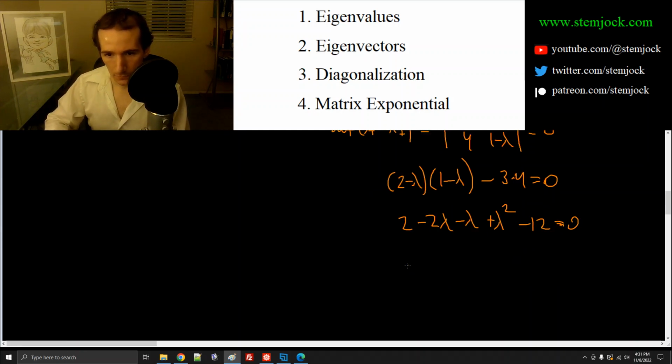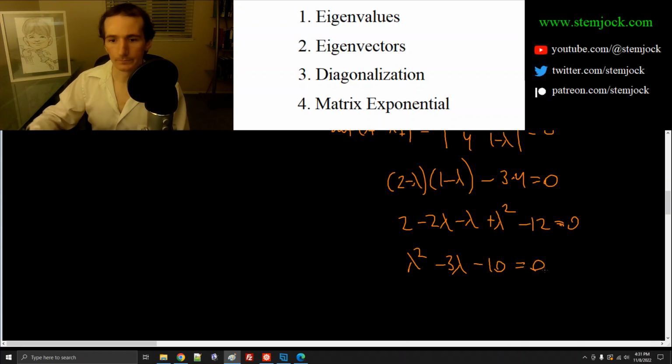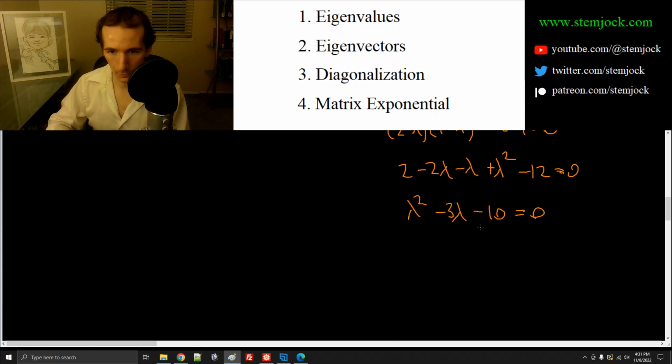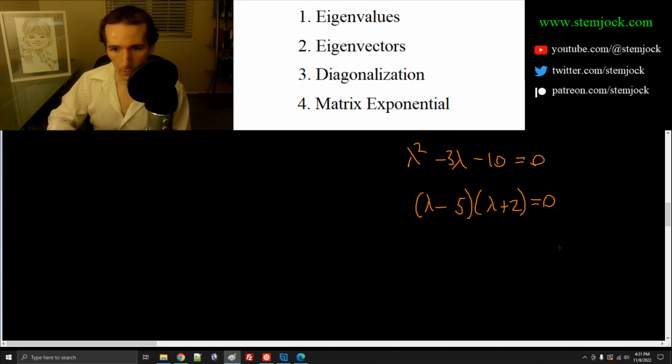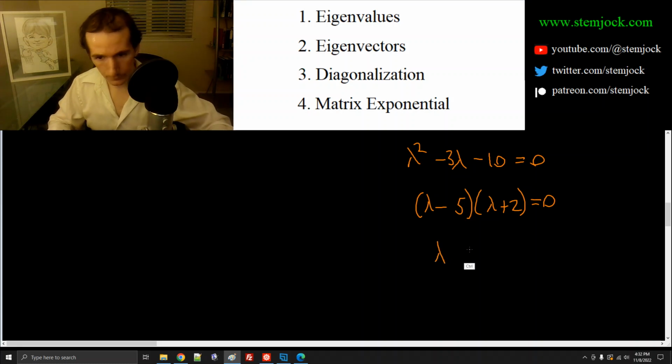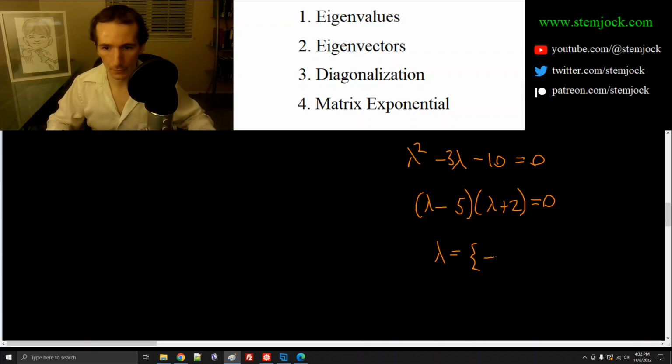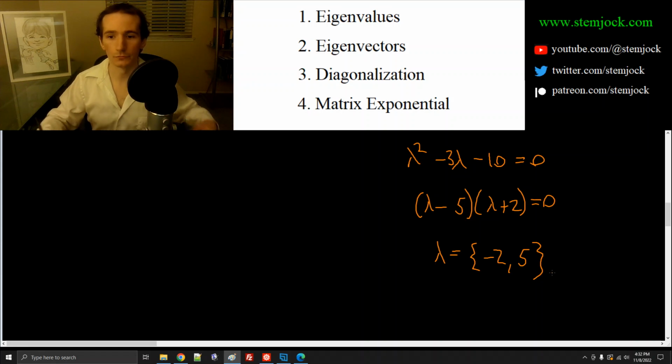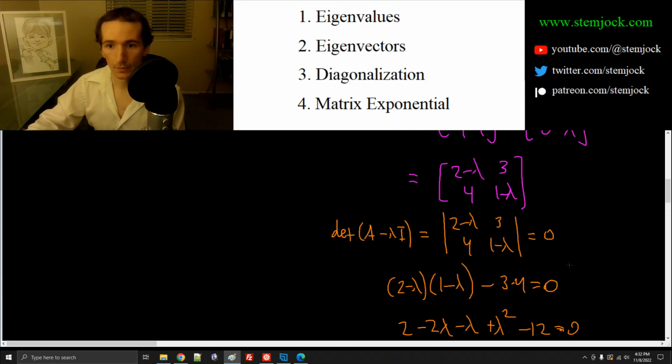So if I combine like terms, I get lambda squared minus 3 lambda minus 10 equals 0. And now if I solve for lambda, we can solve for lambda in many ways, but I'm going to factor it because that's simplest. This is going to be lambda minus 5 times lambda plus 2 equals 0. And by the zero product property, I have lambda equals -2, 5. So these are the two eigenvalues for this matrix A.